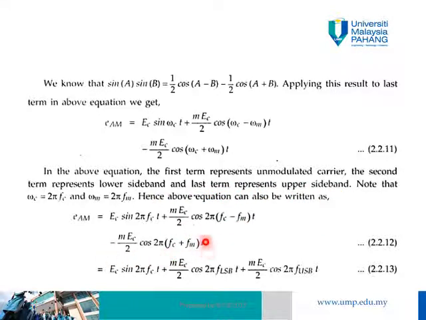The last term is this one. So we have this amplitude and frequency here. The frequency is FC plus FM, which is the upper sideband. We can see that the amplitude is similar, MEC over 2, and the frequency of the lower is FC minus FM, the upper is FC plus FM. So this is the equation for the AM envelope signal.